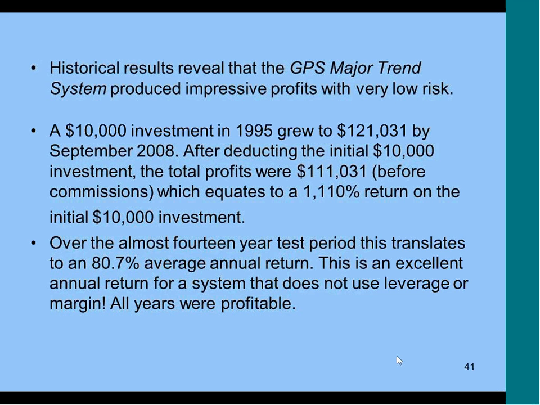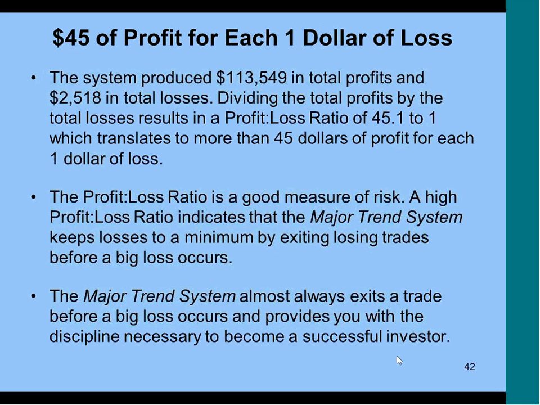And another important stat with this was the system had a profit factor of 45 to 1. So for each $45 of profit, it only had $1 of loss. So that's a good measure of the risk of the system, and it usually gets you out before a major loss and keeps your risk to a minimum. So during that testing period, we had $45 profit for each $1 of loss.